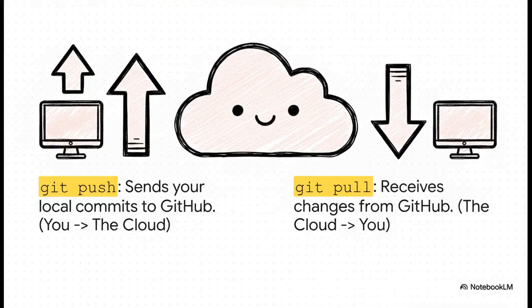And when you're working with GitHub, there are two commands you'll use all the time: push and pull. It's pretty intuitive. You push your saved changes up to the cloud to share them, and you pull other people's changes down from the cloud to get the latest version. That's the rhythm. You to the cloud to you.